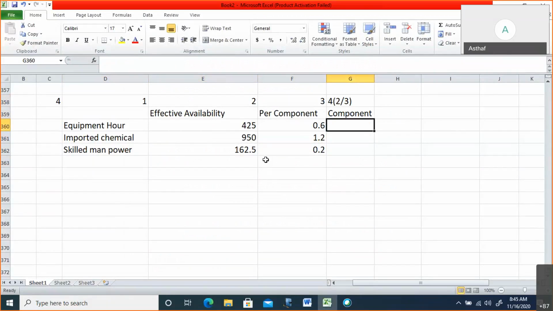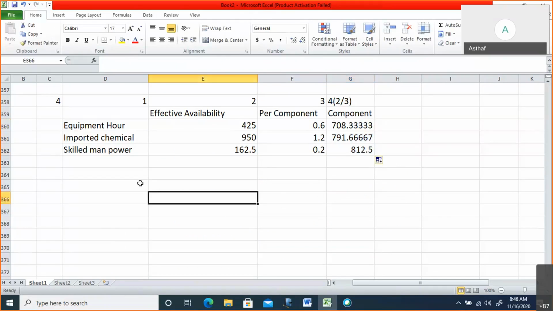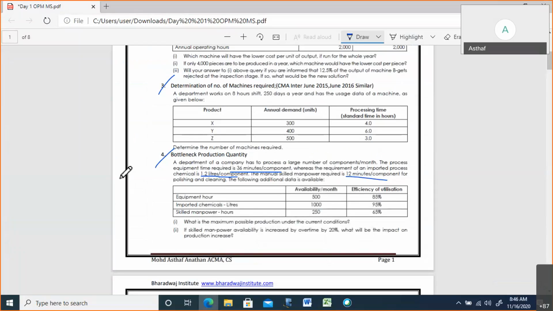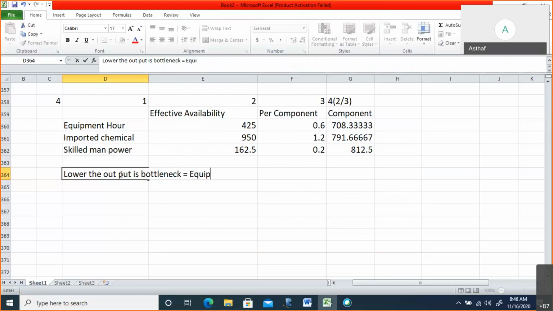Yes, my dear friends. So what is the bottleneck? The lower output is the bottleneck. So which is the bottleneck? Equipment hour.